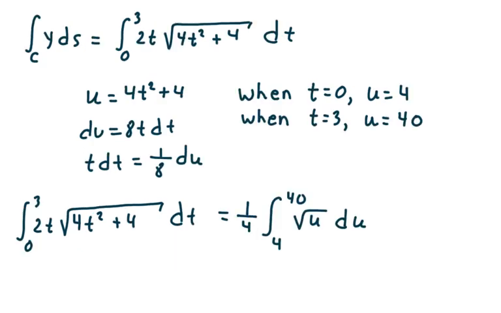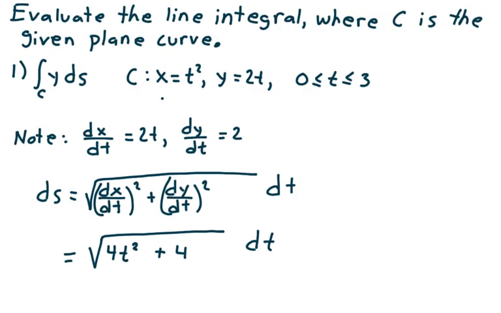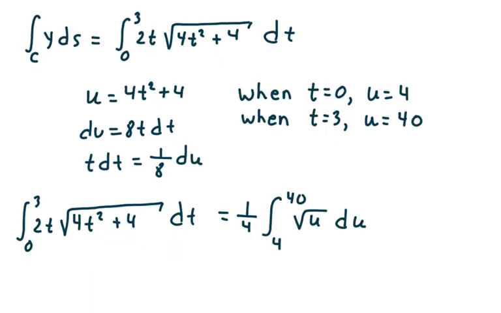So the integral over C of y ds is the integral from 0 to 3 of... Now remember, if we go back, y is equal to 2t. So I get to replace y with 2t. That's right here. ds is the square root of 4t squared plus 4 dt. And my limits of integration are going to be from 0 to 3.